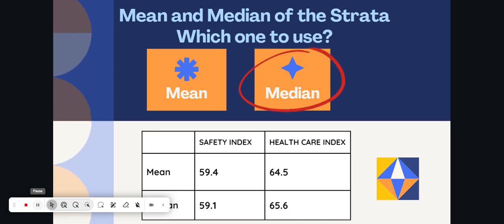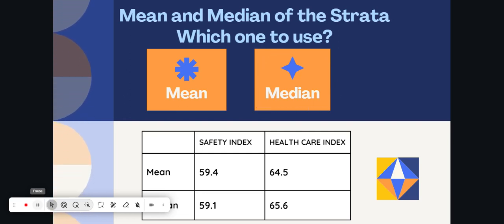Comparing the two strata, it shows that half of the countries have safety and healthcare indices below these values and half above. The calculations highlight that on average, randomly chosen countries have moderately good safety and healthcare systems, with the healthcare index showing relatively more consistency across countries.